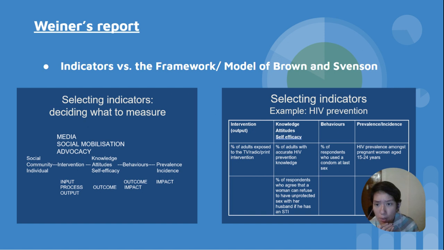In her example, the change of behavior was the percent of respondents who used the condom the last time they had intercourse. So that one is the image on the right. You can see that specifically under behaviors. Prevalence and incidence fall under impact. And in her example, that would be the measurement of HIV prevalence in pregnant women from ages 15 to 24 years old.